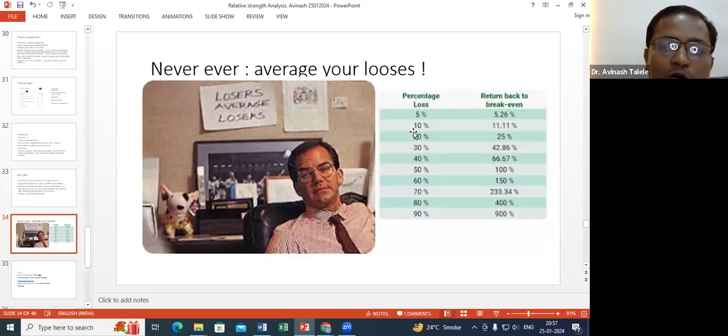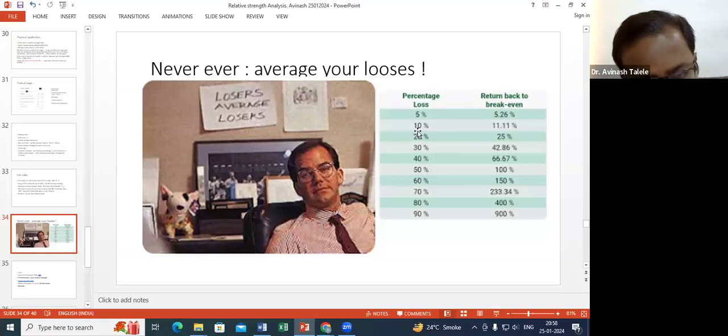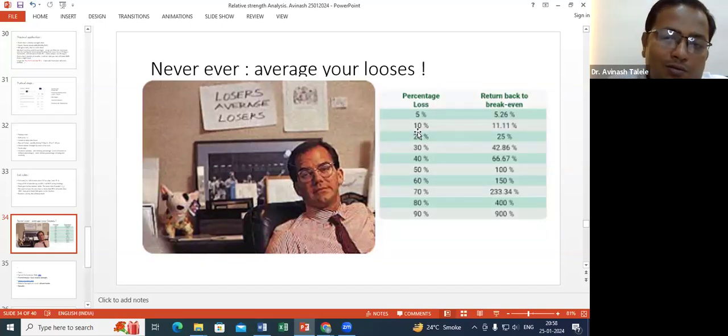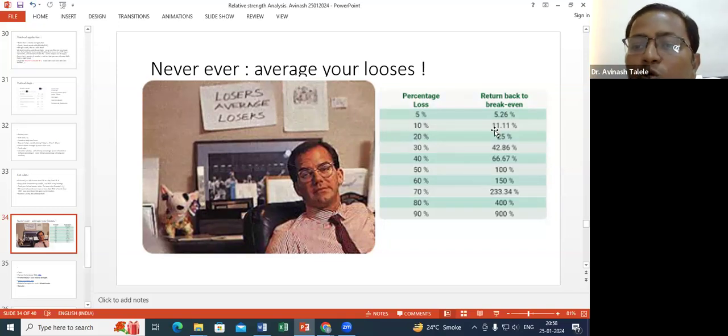Why? Because whatever losses you have, we cannot be right every time. We will be wrong, and we just need to be wrong for smaller losses. Every time there is a small loss, we need a higher amount to get it to break even. So 10% loss, I usually exit at 8% loss.